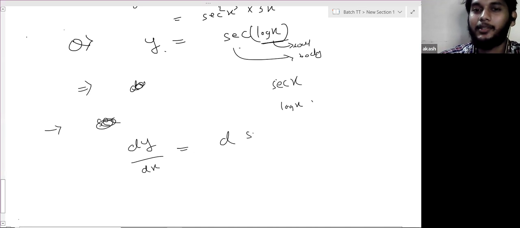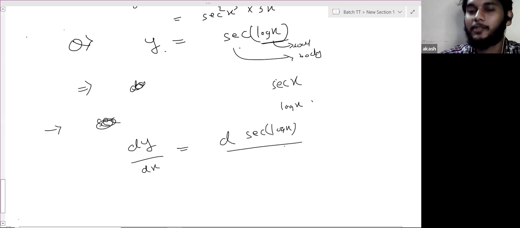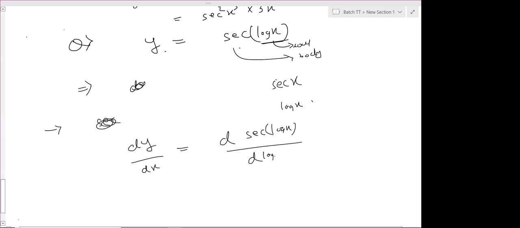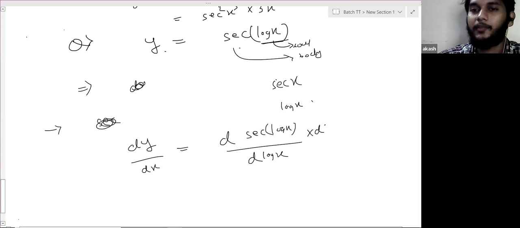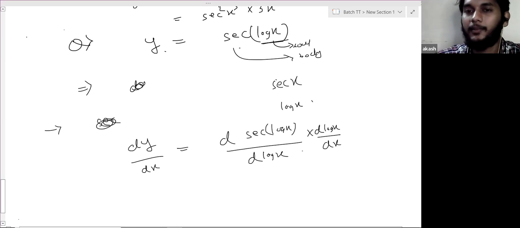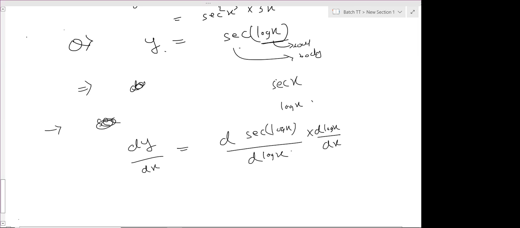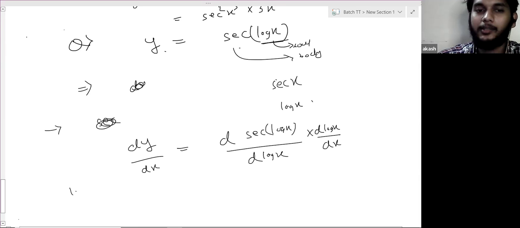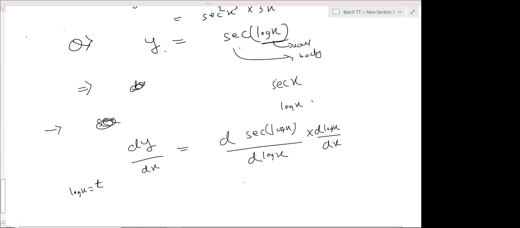Same here. Differentiation of sec of log x. What is the first step? Differentiate with respect to the soul. Right? What is the soul here? Log x. Log x into differentiation of the soul with respect to x. This is clear, Kinza, Sahel? Yes, sir. All right. Now, Aman, did you take log x equals t? Yes or no? No, sir, I didn't. Then why? Sir, one second, I didn't get it.